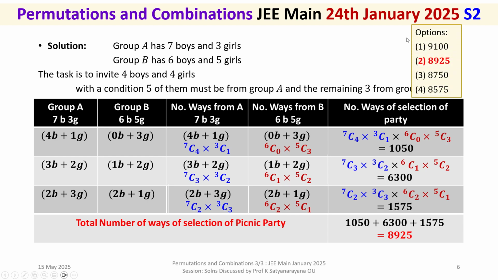Let's look at our options. The options are here and our answer 8925 appears against option 2. Therefore, the answer to this question is option 2. That is the detailed discussion of the solution of the given problem. Right. We continue.